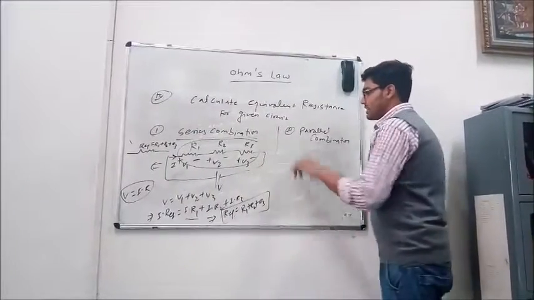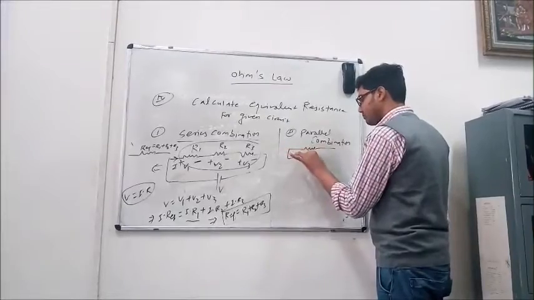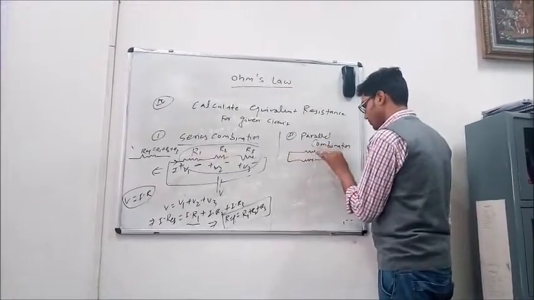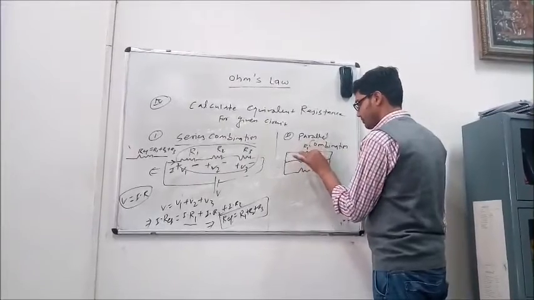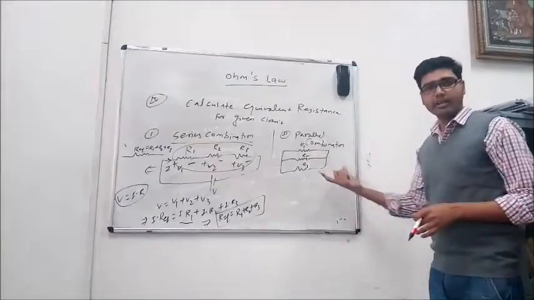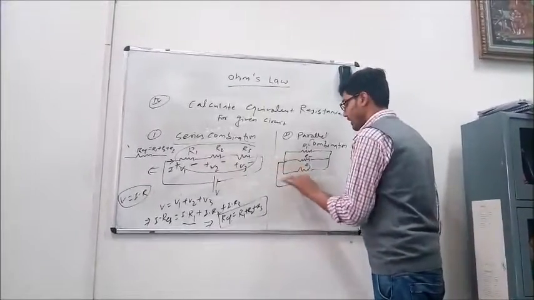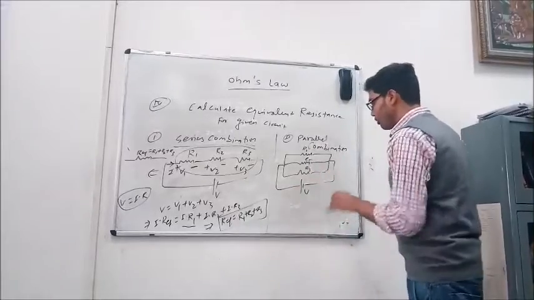In the similar way, for the second case, if the combination is connected in this way, this is R1, this is R2 and this is R3. We can see it is connected in parallel. So to calculate the equivalent resistance of this kind of connection, how will we be able to calculate, we will see.